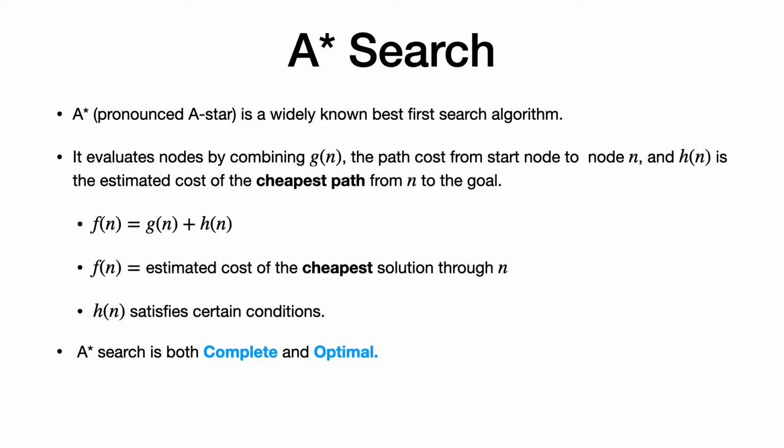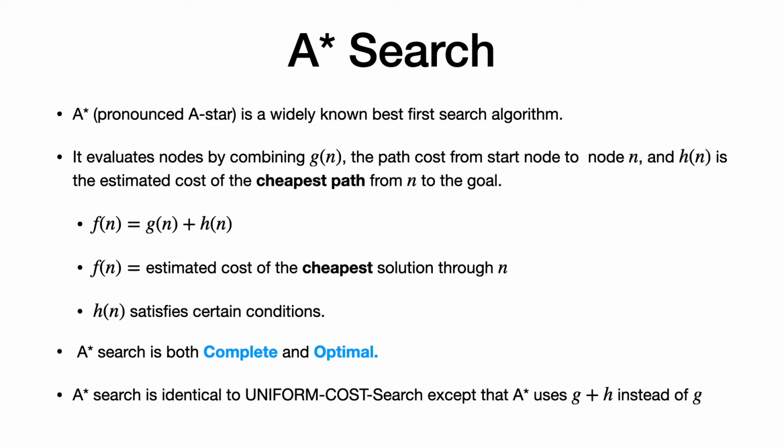But the important thing is A-star search algorithm is optimal and also complete, which means that we are going to definitely find a solution, which means that it is complete, and not only that, the solution it gives is optimal, which means that there is no better solution than the solution A-star algorithm gives. A-star algorithm is identical to uniform cost search, except that A-star uses g plus h instead of g.